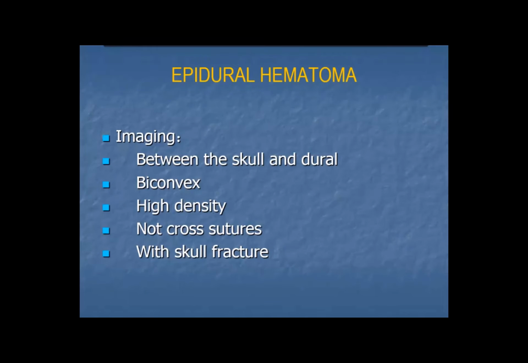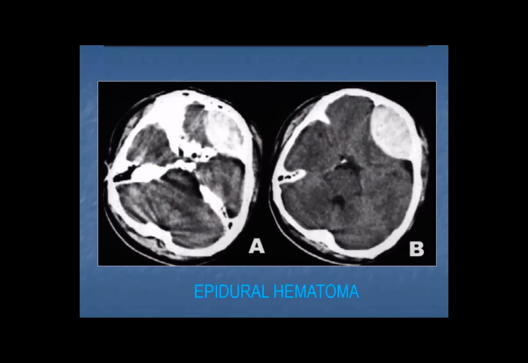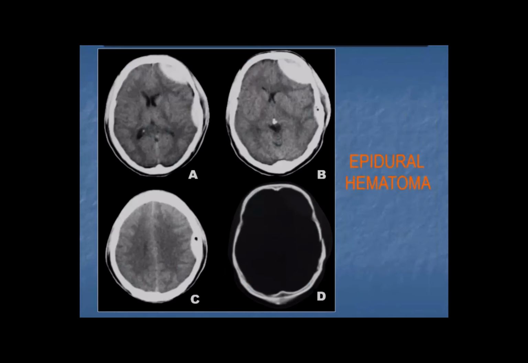The epidural hematoma. The hematoma is between the skull and the dura. The shape of the hematoma is biconvex. It is high density, does not cross sutures, and is associated with skull fractures. This is an epidural hematoma. It's located between the bone and the dura. The shape is biconvex and it is high density. And sometimes we can find the bone fracture. This is also an epidural hematoma.